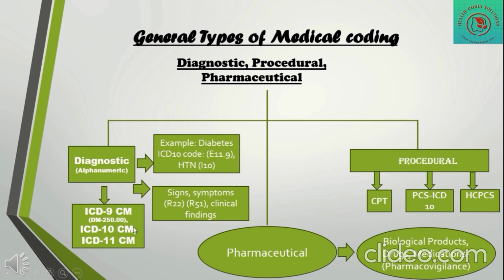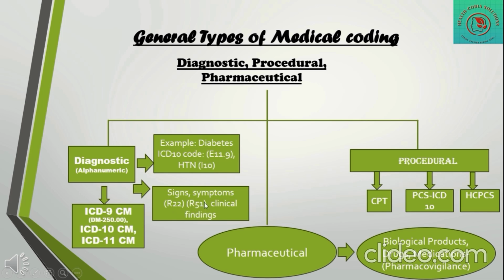Now, if I take an example of the common disorder diabetes, I would arrive at a code called E11.9. If I take the example of hypertension, I would arrive at a code that looks like I10, with I being the alpha part and 10 being the numeric part. Similarly, we have symptom codes like fever, headache, dizziness, such as R22, with R51 being the headache.